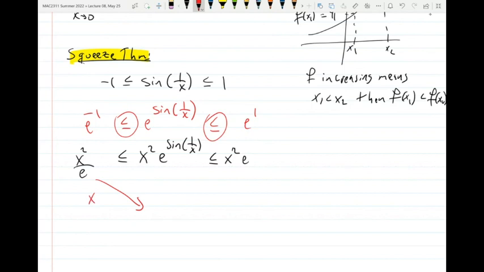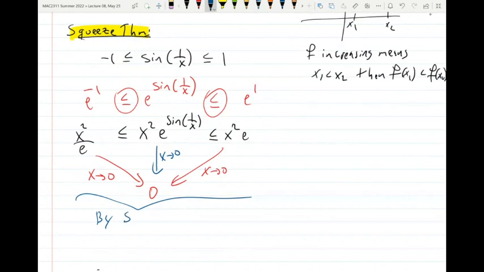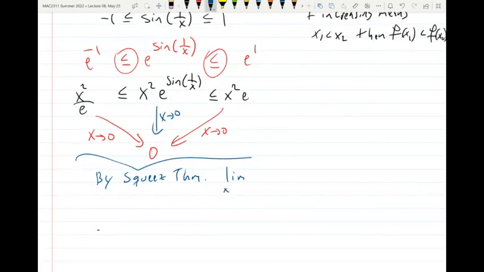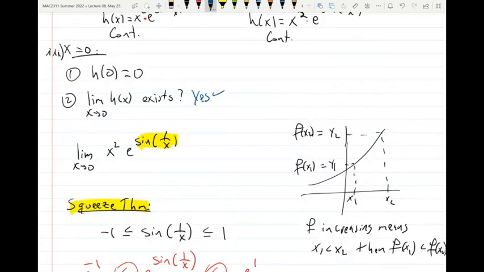Well, let's take the limit. What's the limit of this as x approaches 0? 0, right? It's 0 over e, which is just 0. And what's the limit of the other one, the outside function? 0 as well. So what can we say about the middle function? Better be 0, right? By squeeze theorem, we get that the limit as x approaches 0 of x squared times e to the sine of 1 over x equals 0. So the answer to this question is a yes.